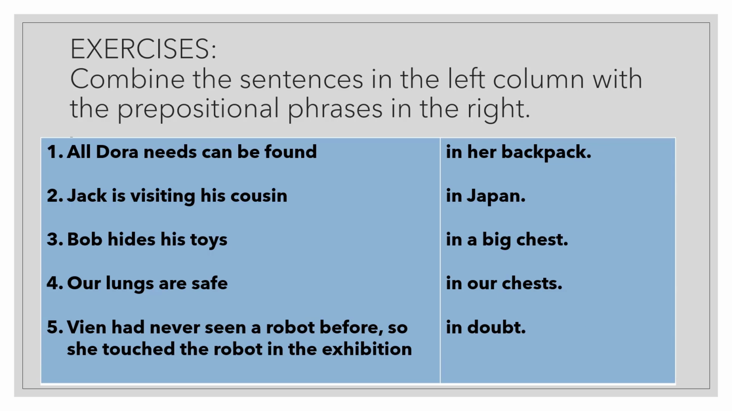Now, let's check the answers. 1. All Dora needs can be found in her backpack. 2. Jack is visiting his cousin in Japan. 3. Bob hides his toys in a big chest. 4. Our lungs are safe in our chests. 5. Fian had never seen a robot before, so she touched the robot in the exhibition in doubt.